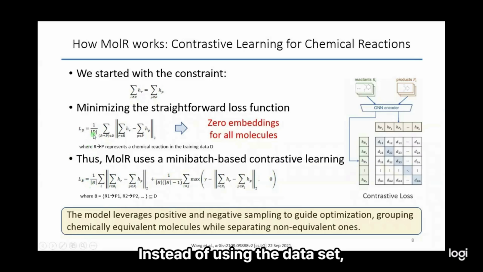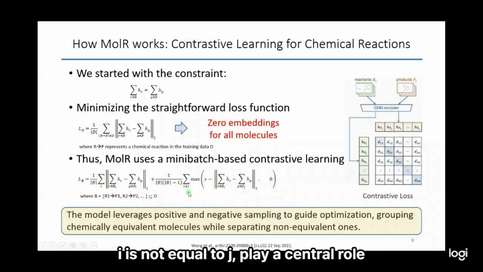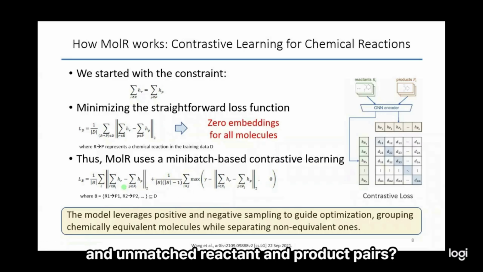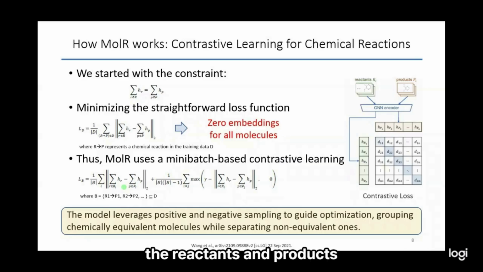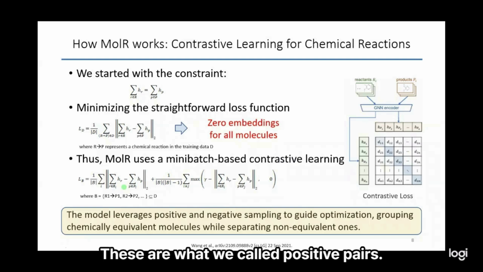Instead of using the dataset, we're using the mini-batch. In this contrastive learning, matched reactant and product pairs and unmatched reactant and product pairs, i not equal to j, play a central role in the training process. So, what do we mean by matched and unmatched reactant and product pairs? Matched pairs are simply the reactants and products that truly belong to the same chemical reaction in the training data. These are what we call positive pairs.